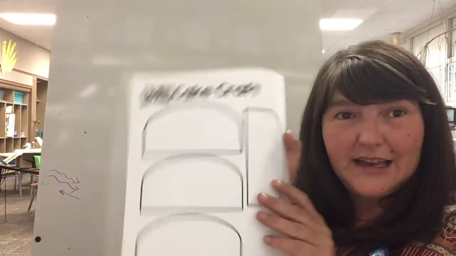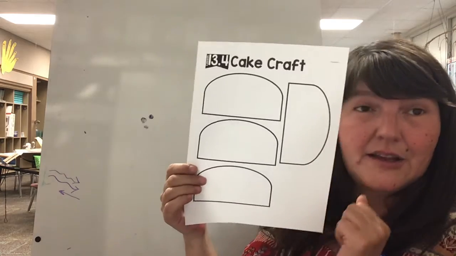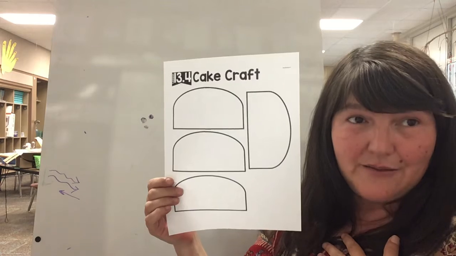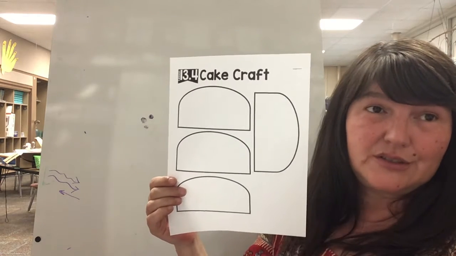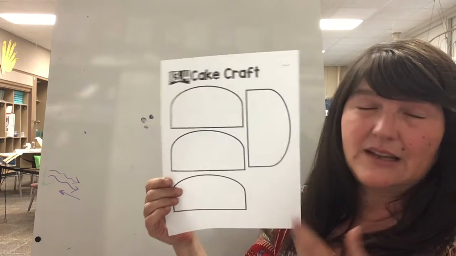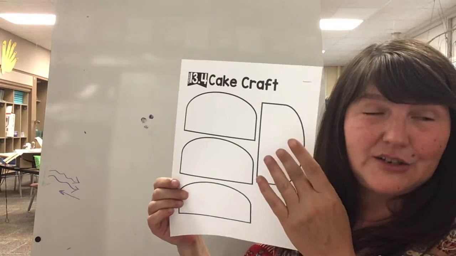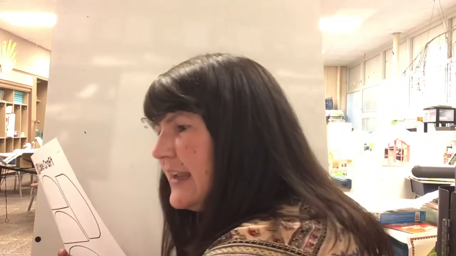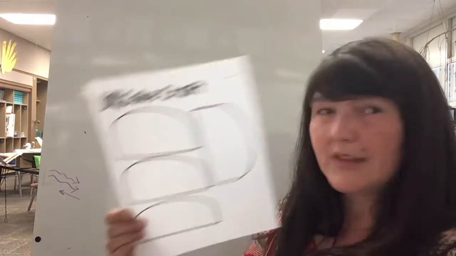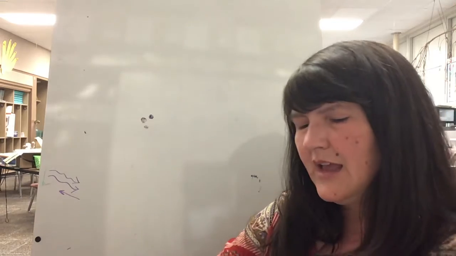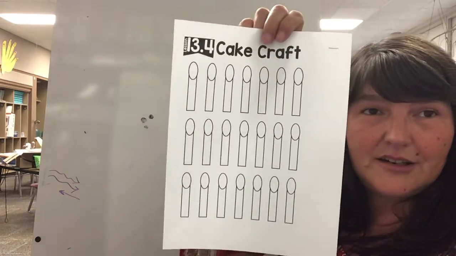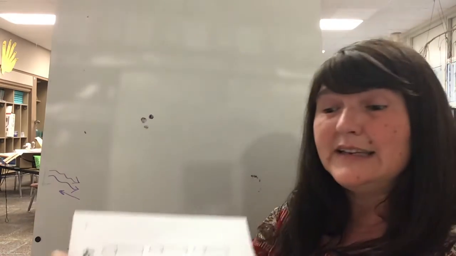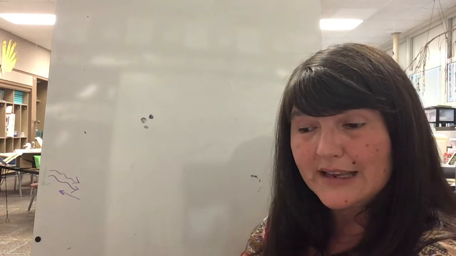Then I need to cut out a cake. I can color it and decorate it however I want. Maybe I want vanilla icing with sprinkles, like funfetti sprinkles. However I want it, I get to do it. So you cut out your cake, and you're going to glue your cake in its pan. Okay? Then you color and cut out the number of candles that you will need to glue onto your birthday cake.